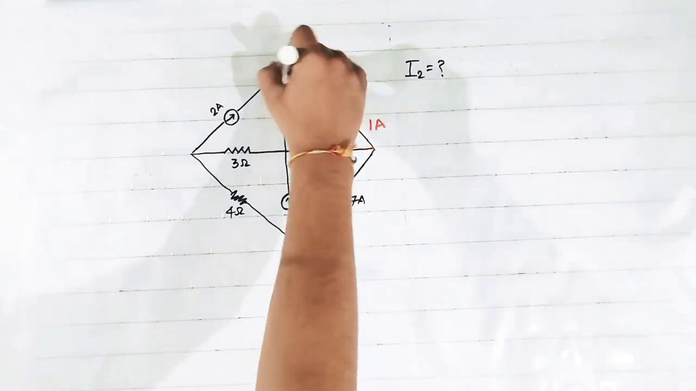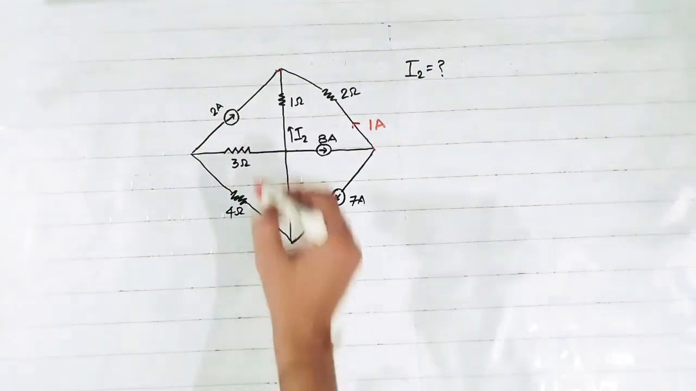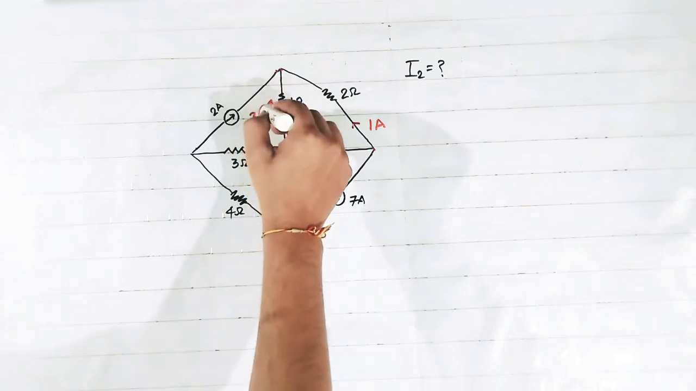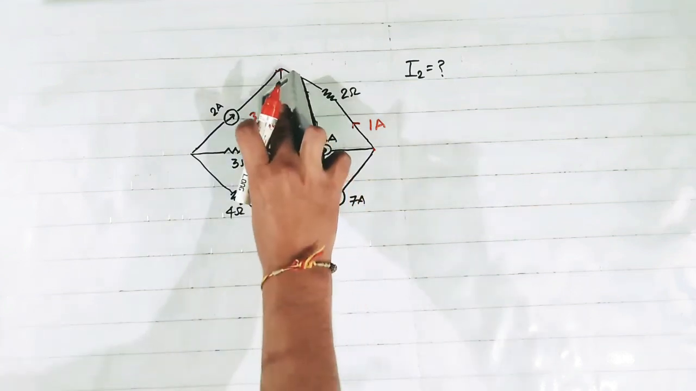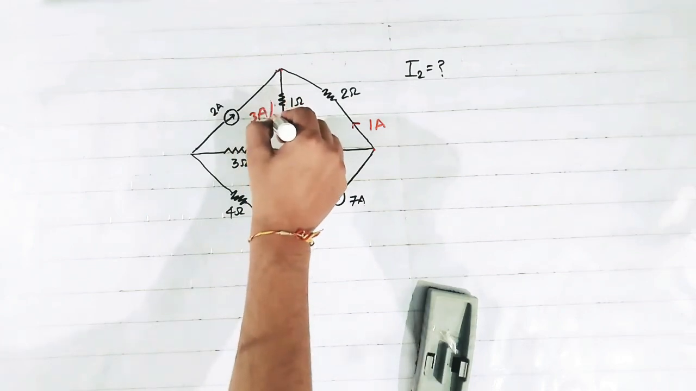Now this 1 ampere meets at this node. Here this 2 ampere meets at this node. Now simply here current is equals to 3 ampere. Only in that case sum of currents meeting at a junction is equals to 0. That's why I2 is simply equals to, this is in this direction.